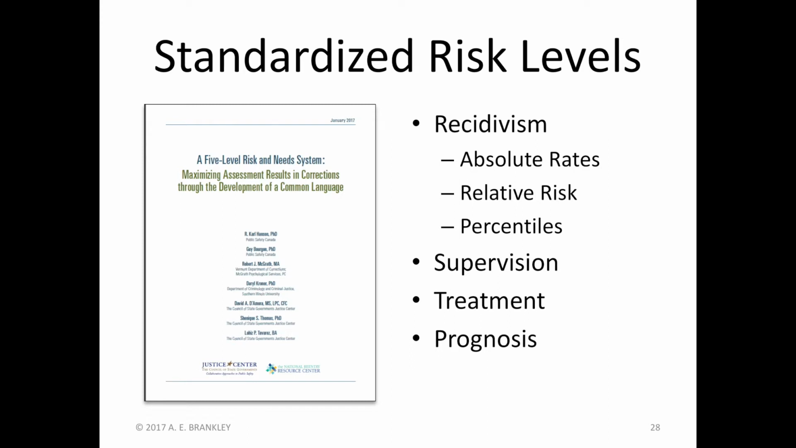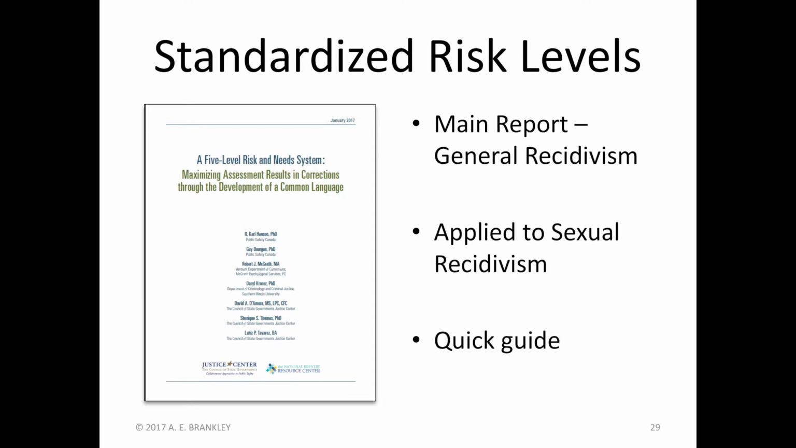To prevent martial law, representatives from the National Reentry Resource Center of the United States, the U.S. Justice Center, Council of State Governments, and Public Safety Canada developed a common language for communicating risk. This language is built upon multiple indicators of risk, including absolute recidivism rates, relative risk parameters, percentiles, as well as supervision and treatment considerations. This language was developed and intended to be used for adult males convicted of a crime, but discussion is beginning about its application to other groups, such as women and adolescents.